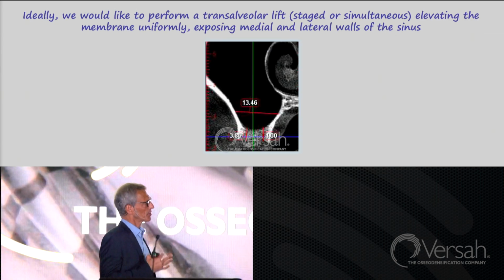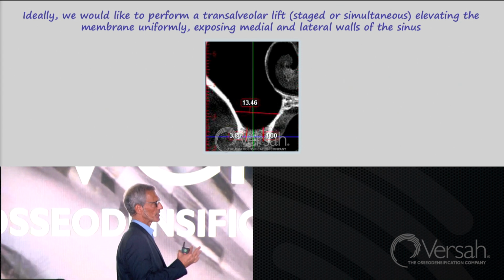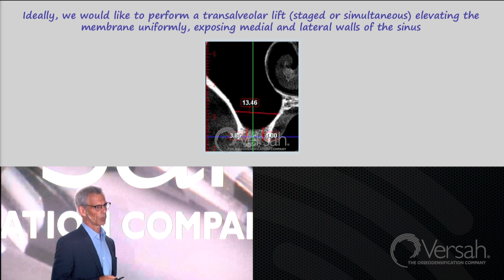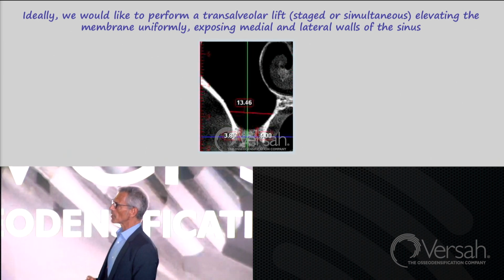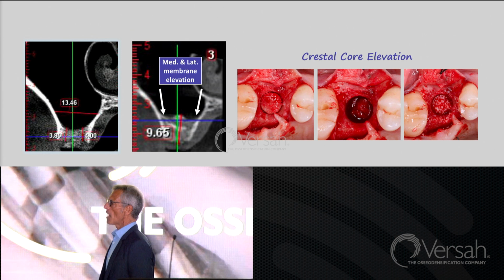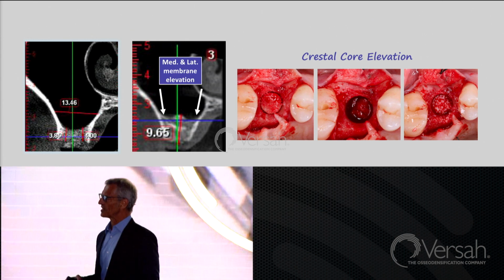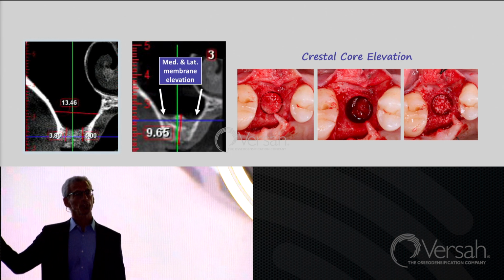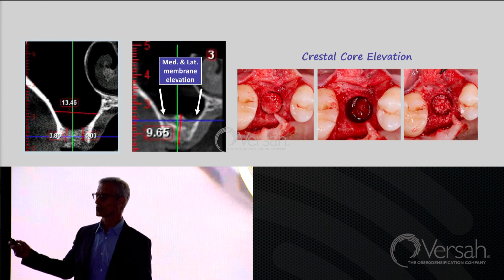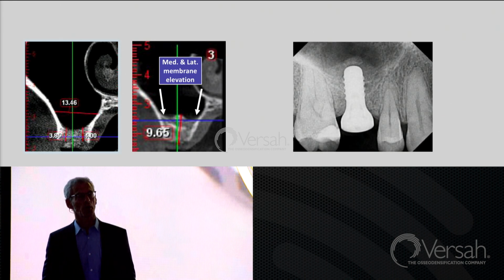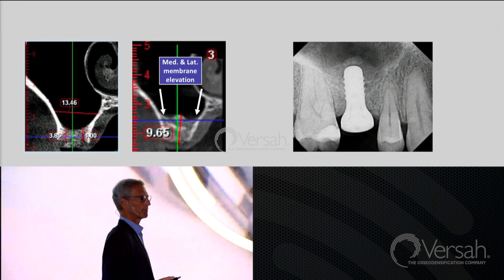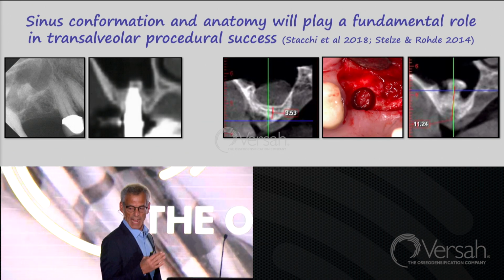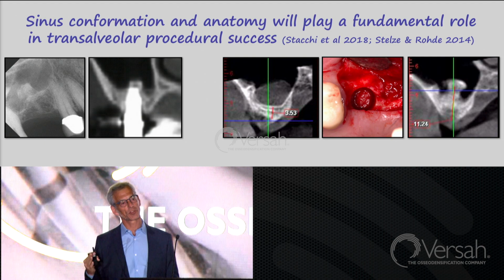Ideally, I would like to do a staged or simultaneous transalveolar approach and lift membrane equally off of the medial and lateral wall. Here, I've done a crestal core elevation procedure. A 5 millimeter diameter core is intruded 3-4 millimeters, and I will graft behind it, much like you would do with a traditional osteotome approach. I get my 10 millimeters of bone, simple implant placement. But you must appreciate how sinus conformation and anatomy affects your procedural success.